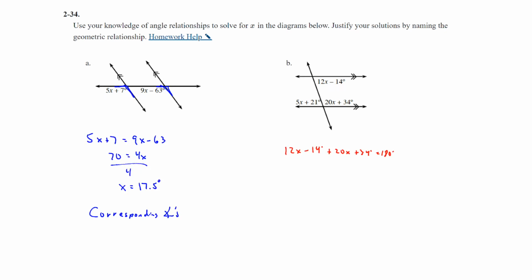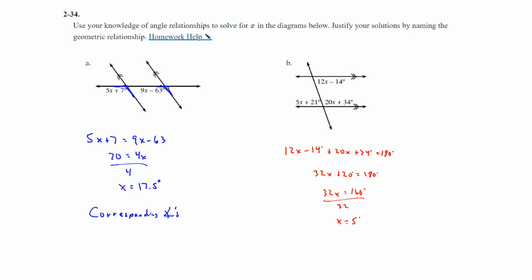They're supplementary. So we can combine like terms. We got 32x plus 20 is equal to 180. Subtract 20 and then divide by 32. And we get x equals 5 degrees.